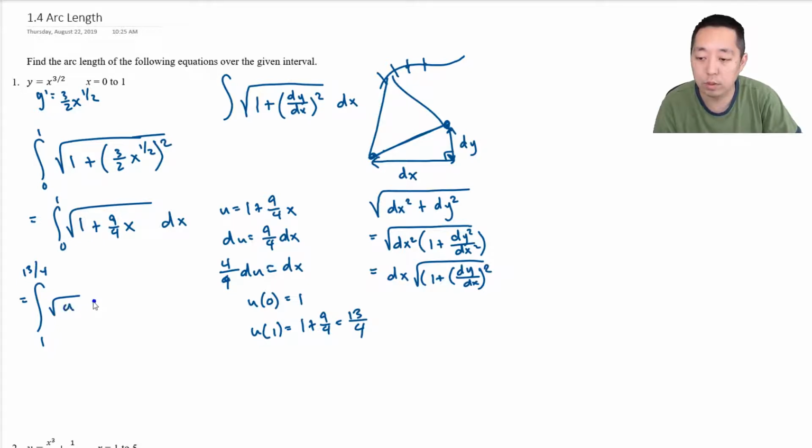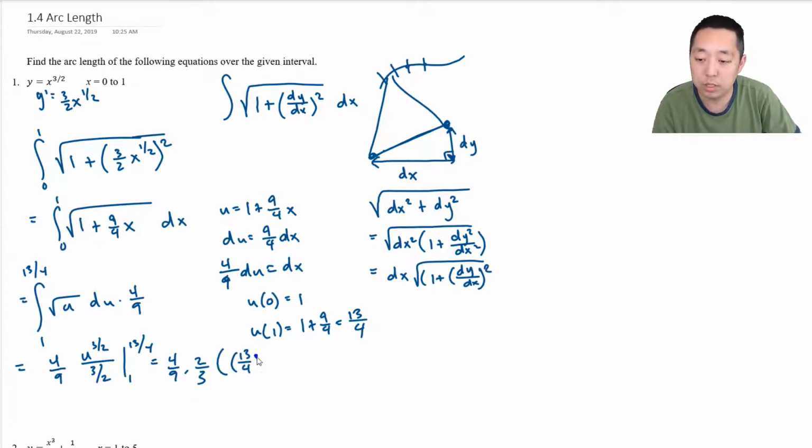The square root of u, du. Oh, I need a 4/9 times that. So this is 4/9. This is u to the 1 half, so that's u to the 3 halves over 3 halves, from 1 to 13 over 4. And so this is 4/9 times, dividing by 3 halves, multiplied by 2/3. And then I'm doing 13/4 to the 3 halves minus 1 to the 3 halves.